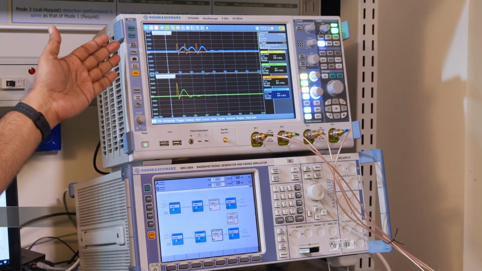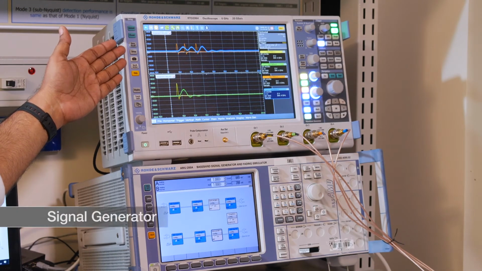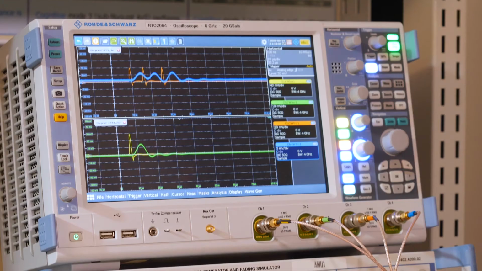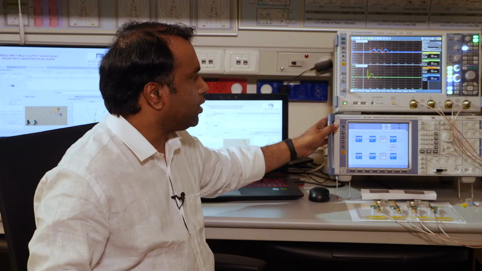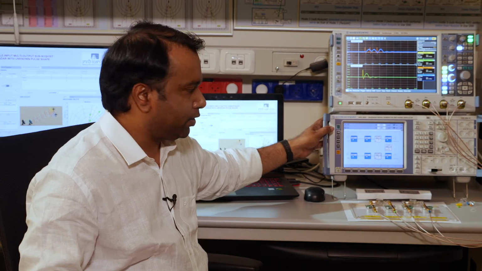In this demo, we consider one transmitter and two receivers. To generate the transmit pulse, we use a signal generator where a pulse of 1 MHz is generated. To generate the received signal, the transmit pulse is passed through a fading simulator where we added time delays as well as the amplitude fadings.